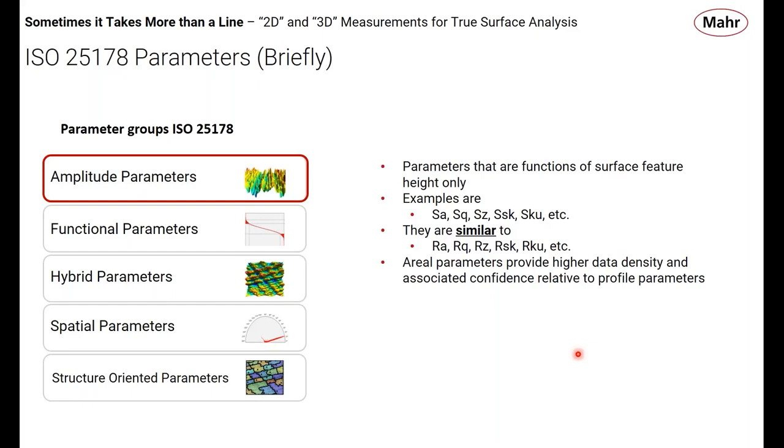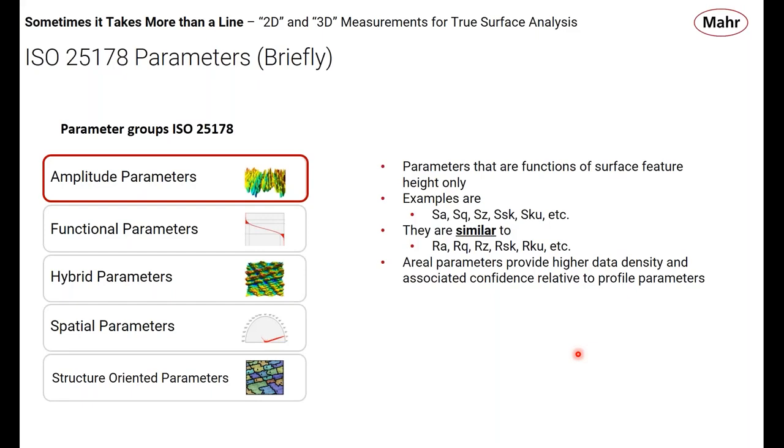SA is similar, but slightly different. In the case of SA, we don't have a profile, we have an area. So instead of calculating a mean line for each of the profiles in that area, we calculate a mean plane for the entire area, and then we go through every single data point in our area, and we calculate the average deviation from the mean plane.